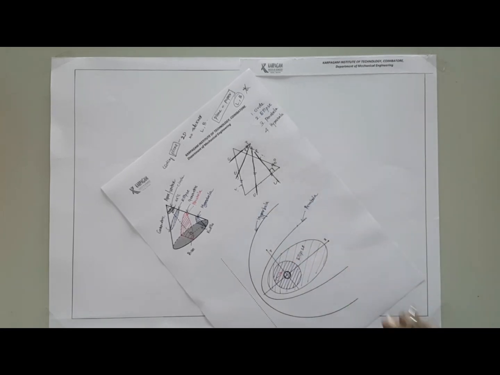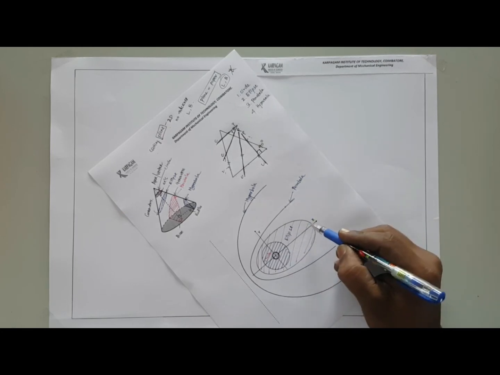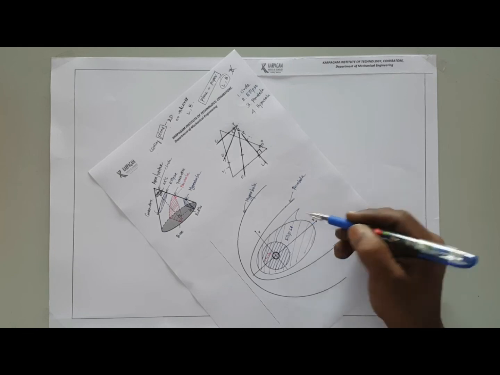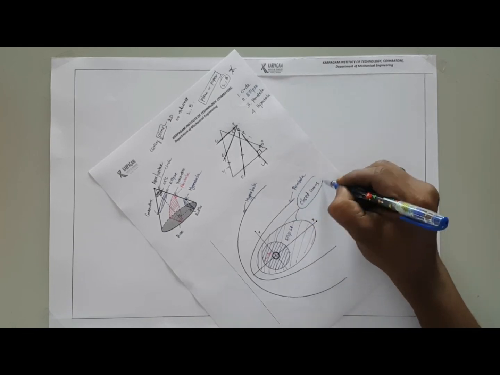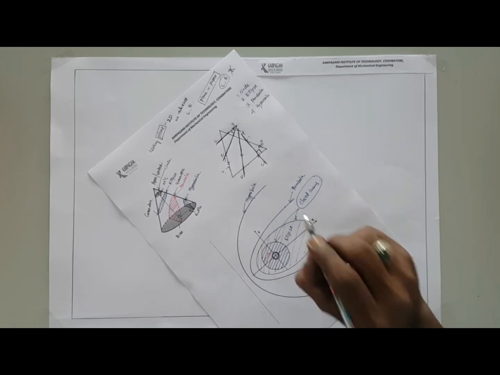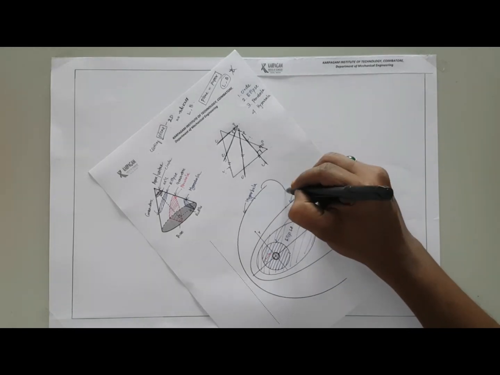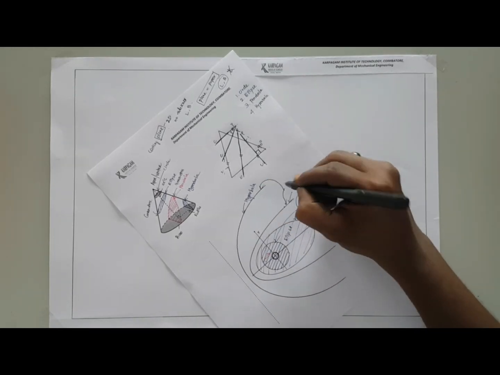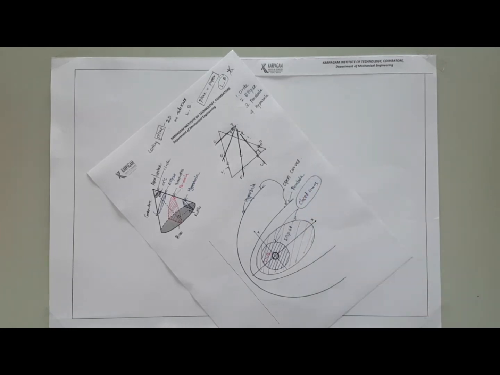This is the hyperbola. If you see, of all these four curves, circle and ellipse are closed curves. Circle and ellipse are closed curves, and hyperbola and parabola are open curves.